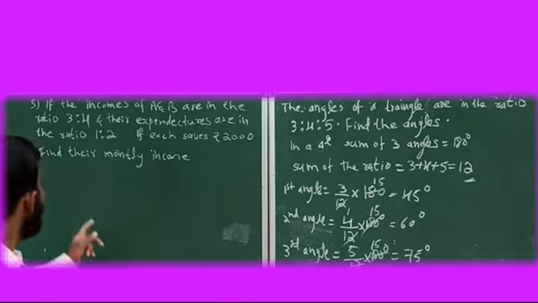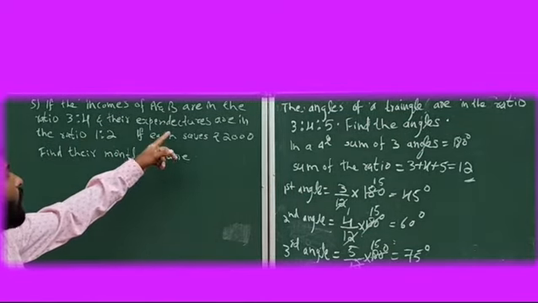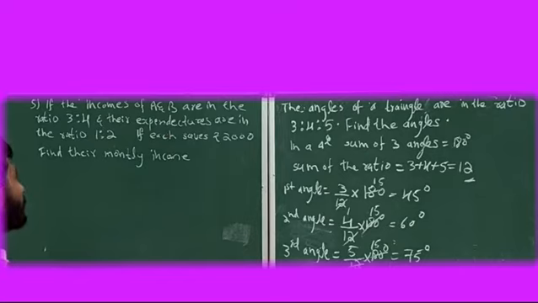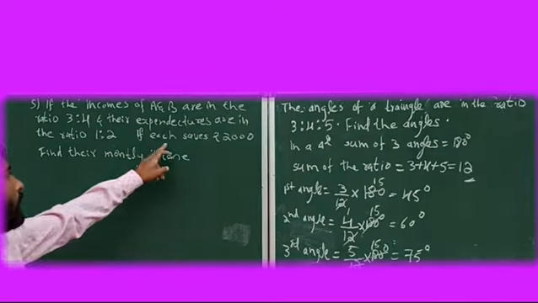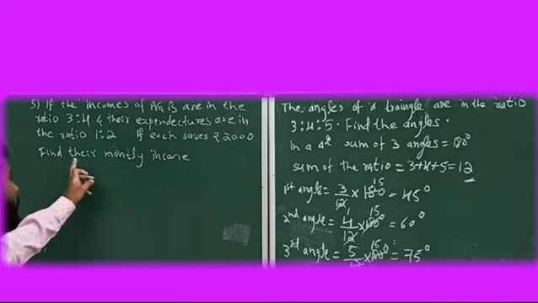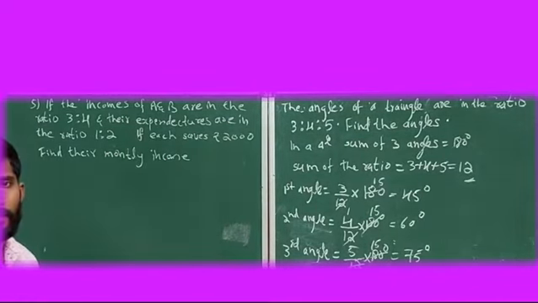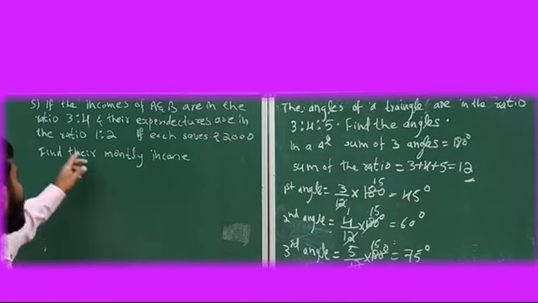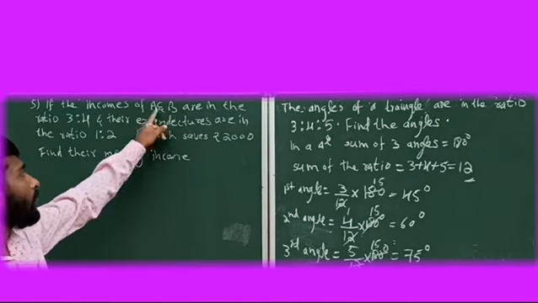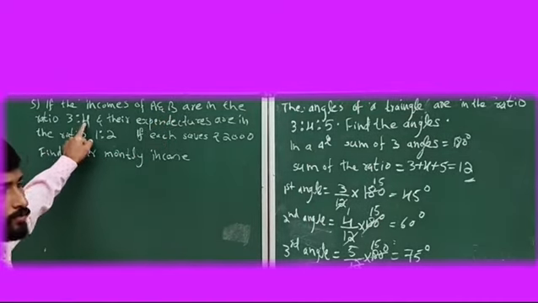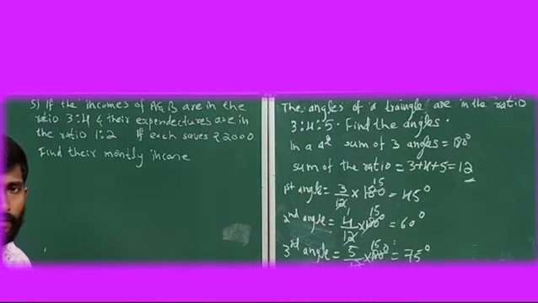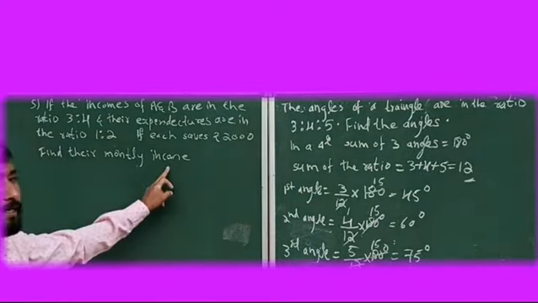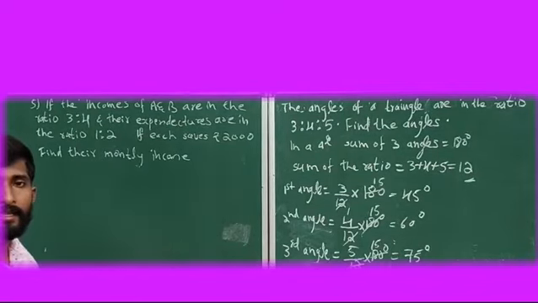See the next question. If the incomes of A and B are in the ratio 3:4 and their expenditures are in the ratio 1:2, if each saves rupees 2000, find their monthly income. Okay, here see, values are not given but their ratios are given. Comparing income of A and B, that is in the ratio 3:4, and expenditure 1:2, and savings also given. Again you need to find the monthly income of A as well as monthly income of B.